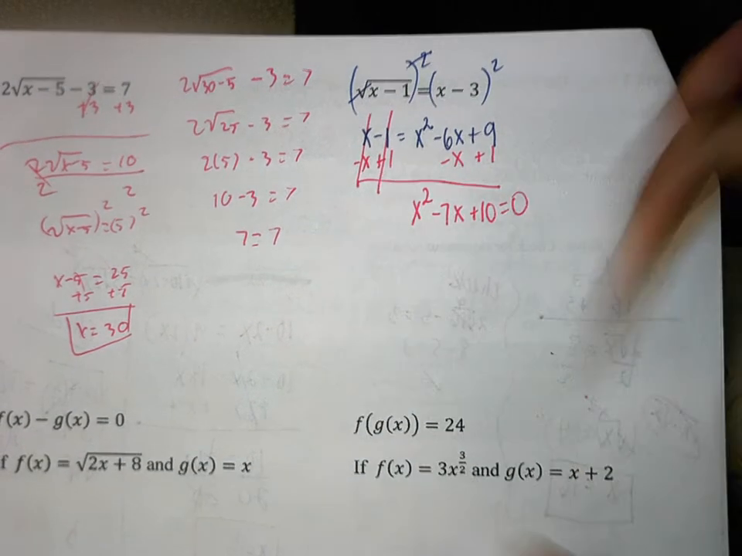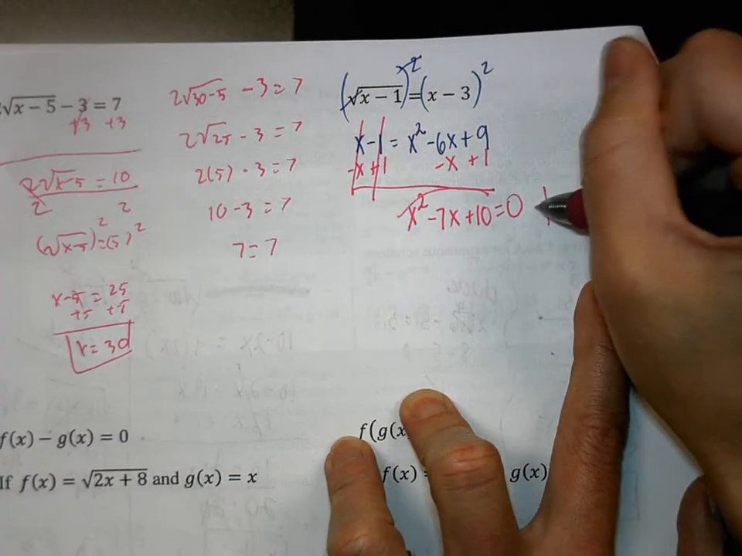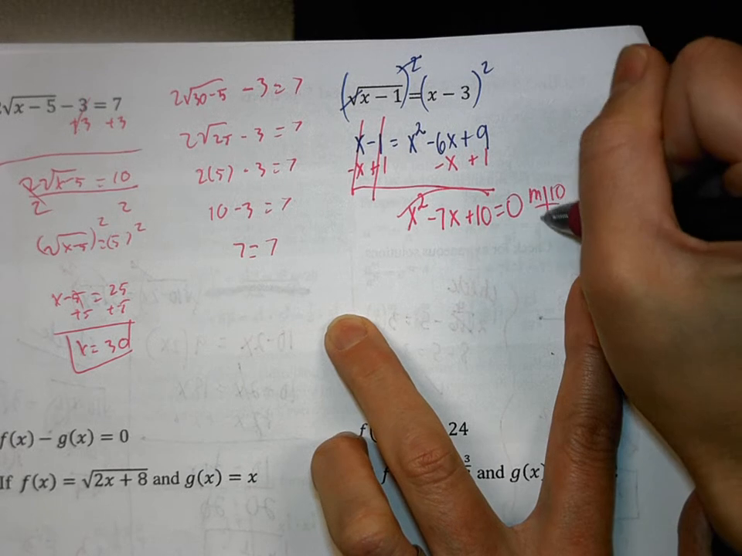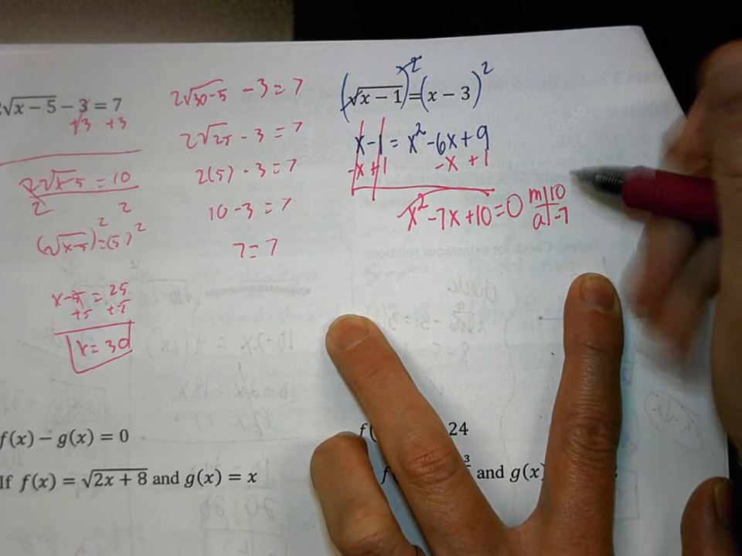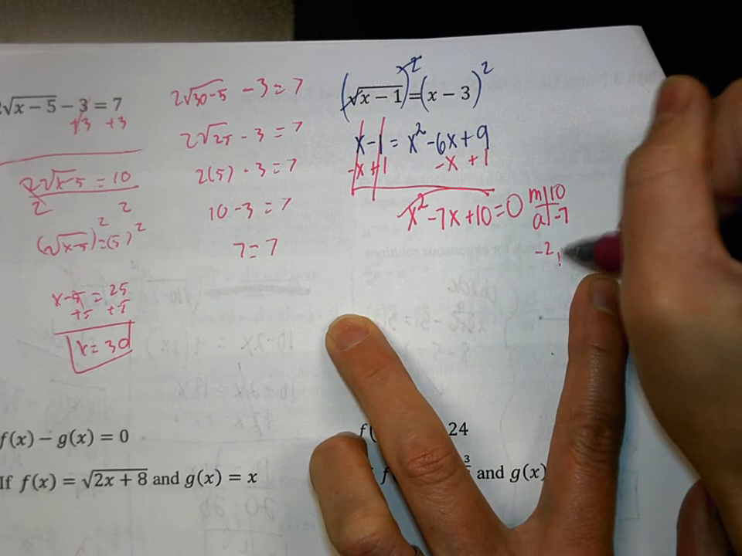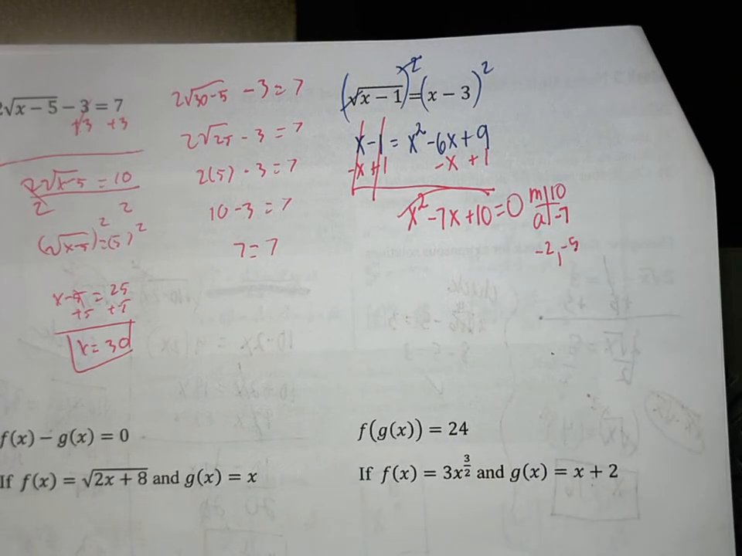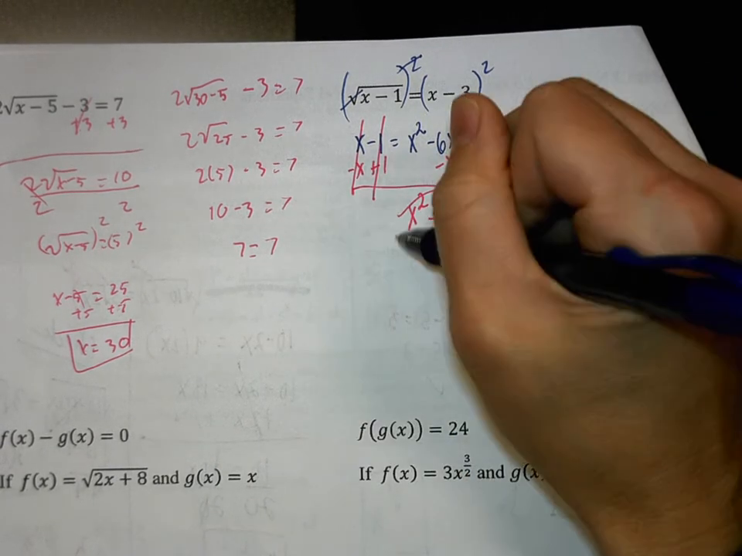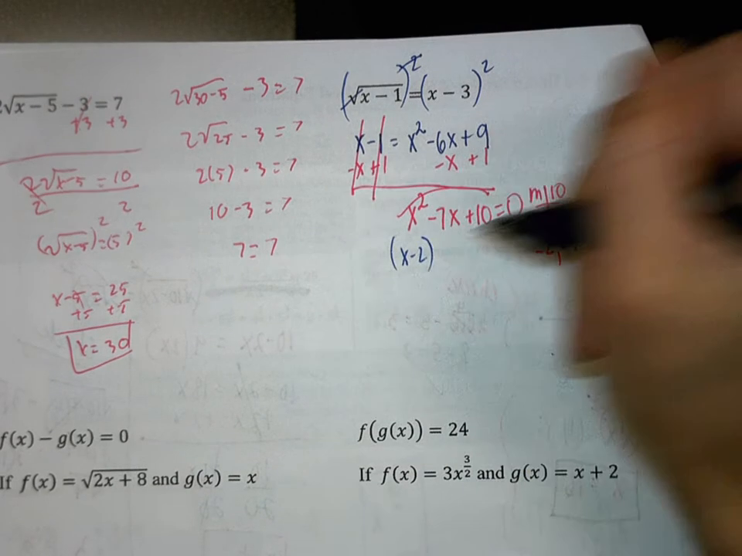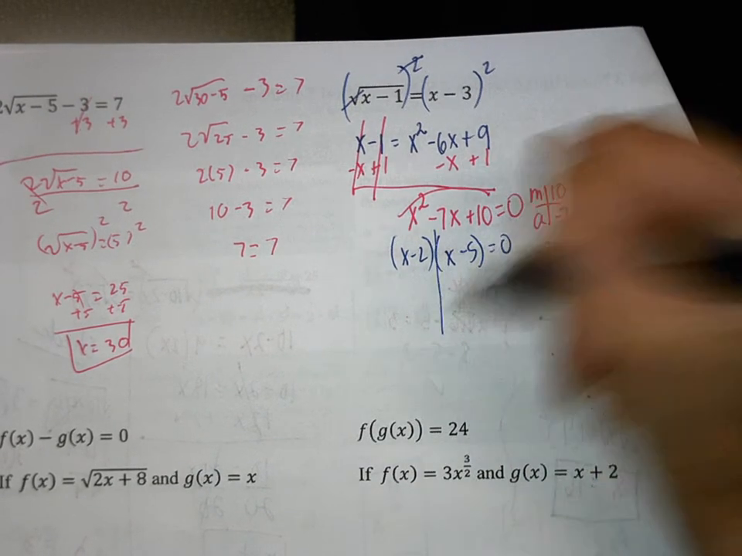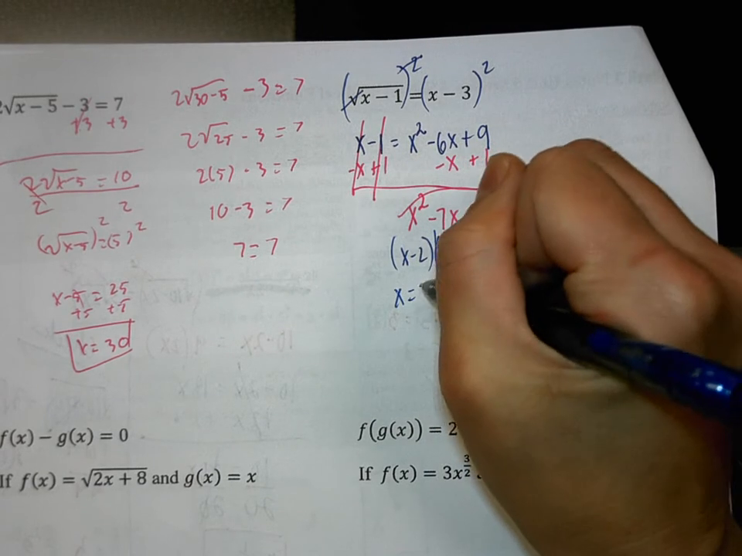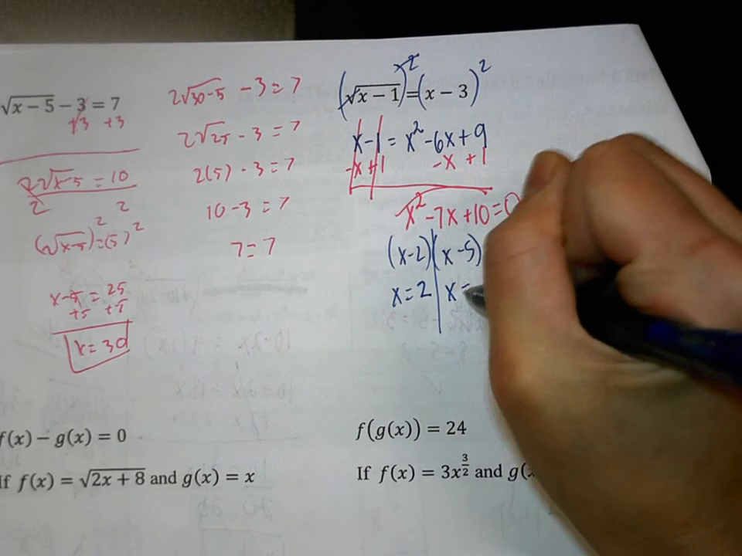Okay, my multiplication number is what? 10. My adding number is negative 7. What numbers work? Good. Negative 2, negative 5. Can I use my shortcut on this one? Yes. And so we have x minus 2, and we have x minus 5, and we set those equal to 0, and we solve, and we get x equals 2 and x equals 5.